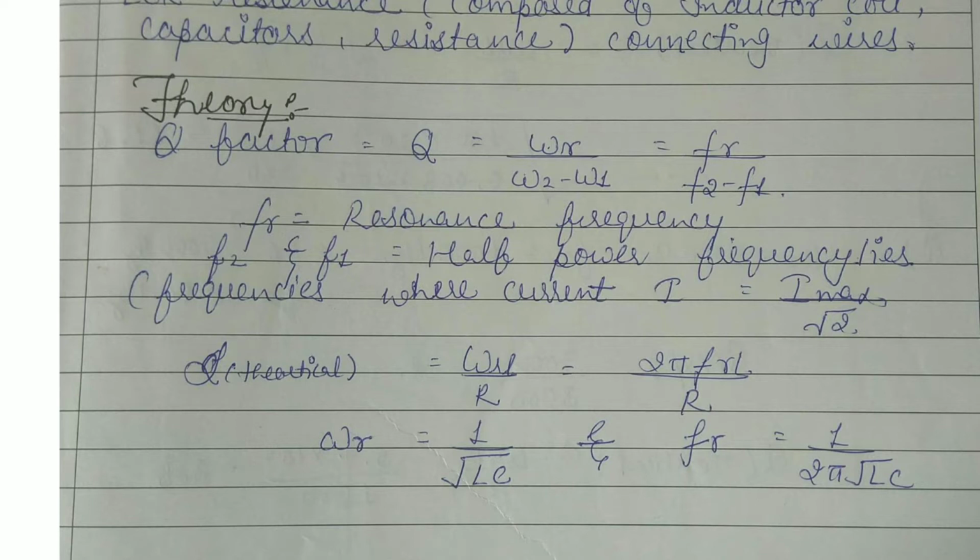Q theoretical formula is given as omega L upon R, which is equal to 2 pi FR L upon R, or we can obtain omega R is equal to 1 upon root LC. So FR is equal to 1 upon 2 pi root LC.